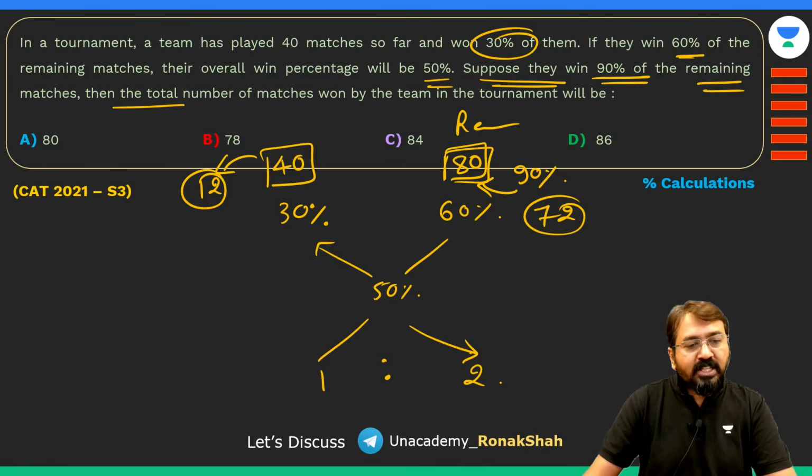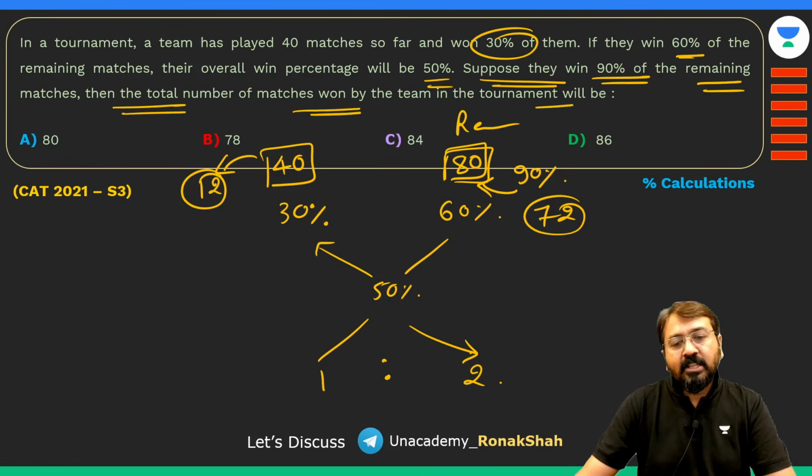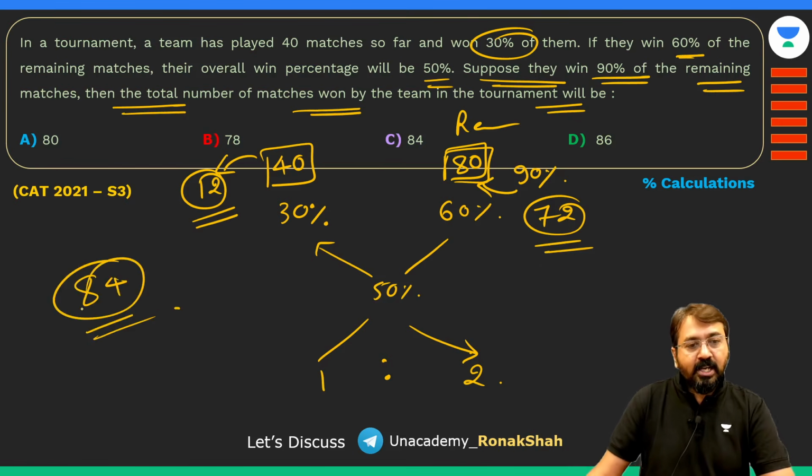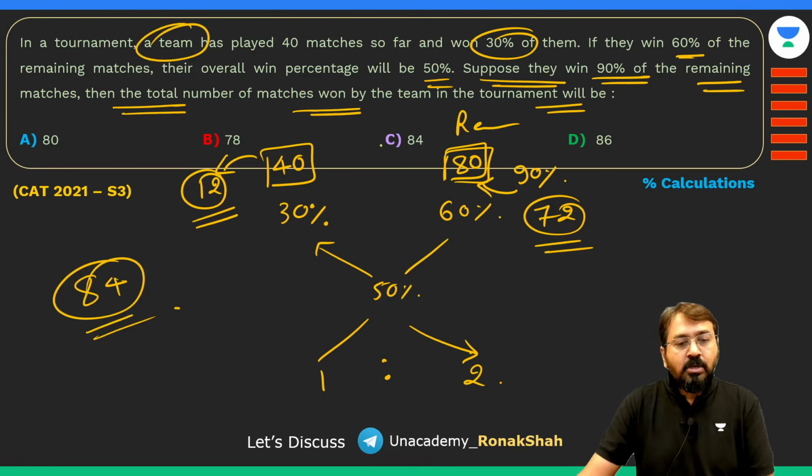So what is our question? Then the total number of matches won by team in the tournament is how much? So can I say total number of matches won by this team is 12 plus 72? It's 84, right? It was not Amal, it was the team, right? So answer is 84. That's the main thing.